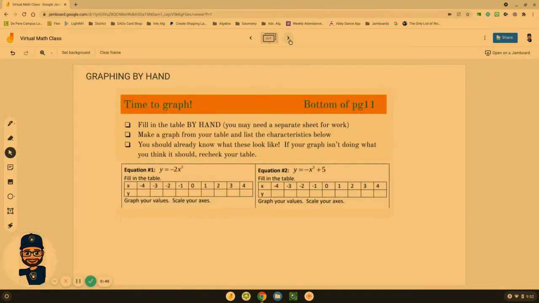So graphing by hand, I'm working from your packet on the bottom of page 11, and you will see there's a couple of checklists. Here's one example for equation 1 and equation 2. What we should do first is fill in the table by hand, meaning we may need a separate sheet of paper for our work to show how we're getting each one of these answers. When I plug in -4, what do I get out? Then once we have our table, we need to make a graph from the table and list the characteristics below that graph. We'll talk about what the characteristics are, but you've seen that a little bit. And we really should know what these graphs need to look like. So if the graph isn't really doing what we think it should, then we might want to recheck our work and our table.